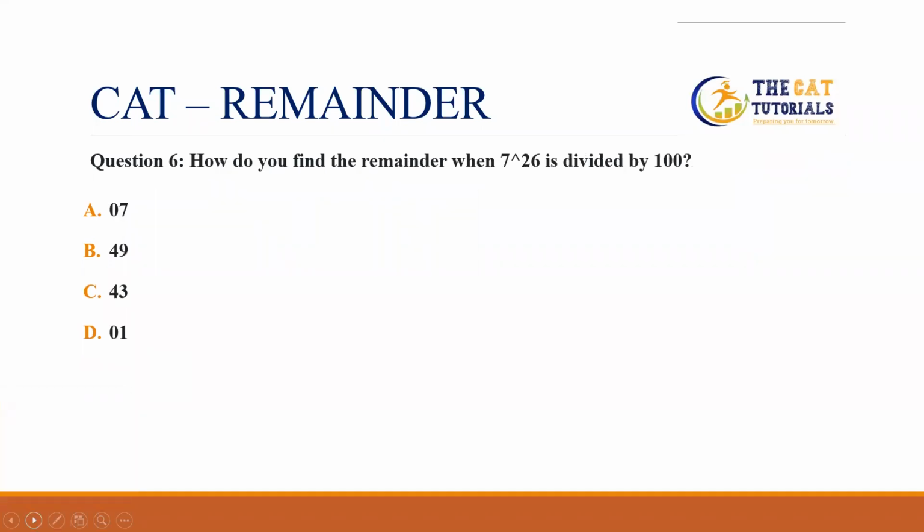So the next question is, again, a basic question. So right now I'm going to skip this question, but this one is a tricky question, and this one is the actual question of the CAT. The question is, how do you find the remainder when 7 raised to the power 26 is divided by 100? This one is a very good question. So you may take this question as your homework.